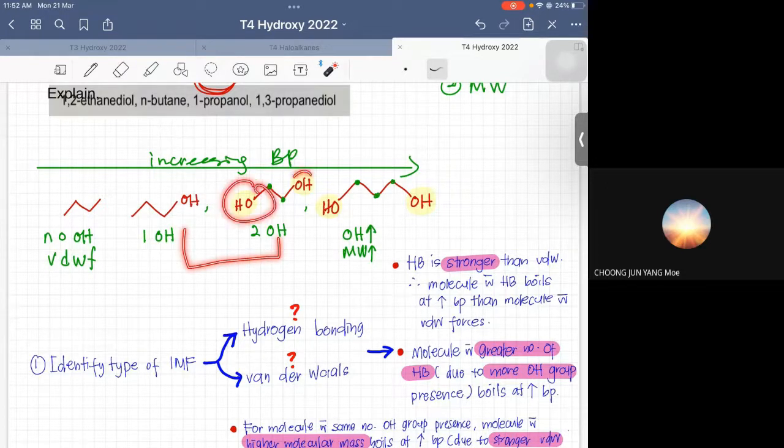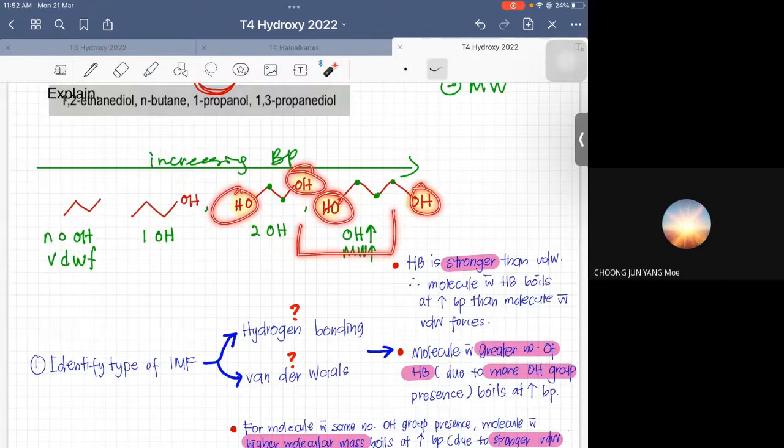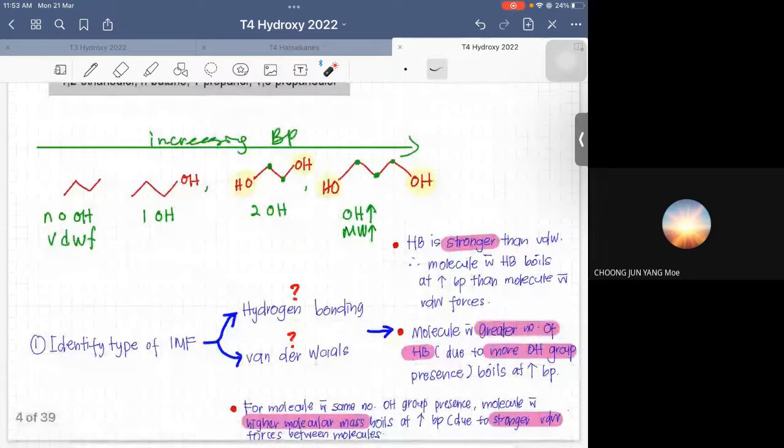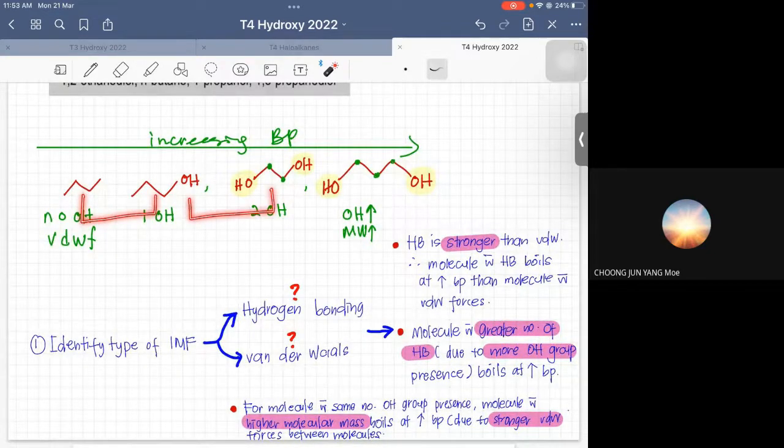Okay, and then kedua, you compare pula. Ini ada 2 hydroxy group, 2 hydrogen bond, lebih kuat berbanding 1 hydrogen bond. So you compare lagi yang ni. Mempunyai hydroxy group yang sama, tetapi van der Waals force dia lebih kuat disebabkan molecular weight dia yang lebih tinggi berbanding this one. So kalau ada 4 benda, you ada 3 perbandingan lah. 1, 2, 3.